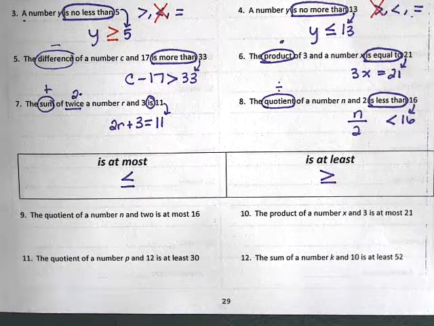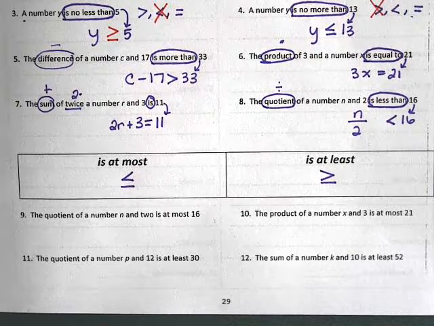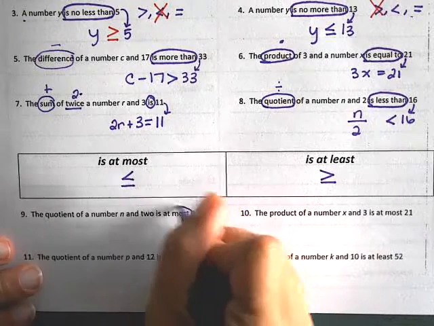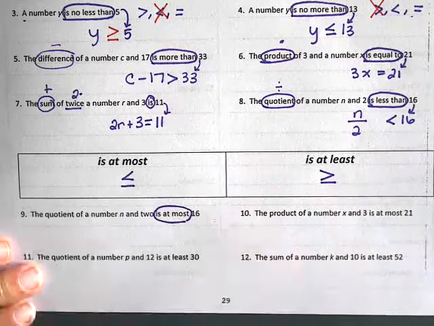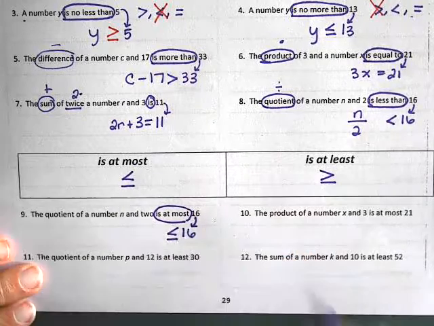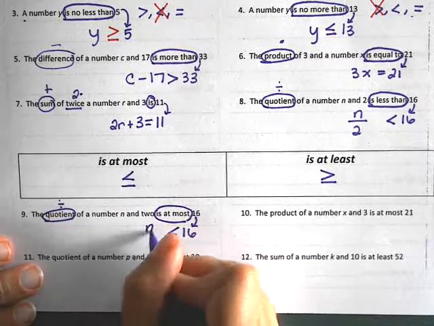If I say I need at least 10 more minutes, I know I'm going to take 10 minutes or longer, more than that. So if I say in number 9, the quotient of a number n and 2 is at most 16. Is at most means less than or equal to. I drop down the 16. Quotient means division, so I would do n divided by 2.